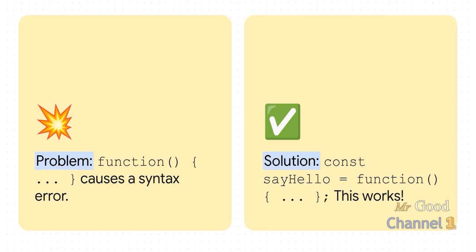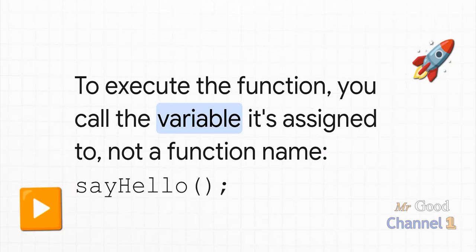See, the whole trick here is to treat the function like any other value, like a number or a string. By assigning our anonymous function to this constant called sayHello, we're giving the JavaScript engine a reference point. Now it knows exactly where to find that chunk of code when we need it. And then, to actually run it, it's super simple. You just call the variable that's holding the function, you add the parentheses to the end, just like a regular function call, and boom, it invokes the code inside.